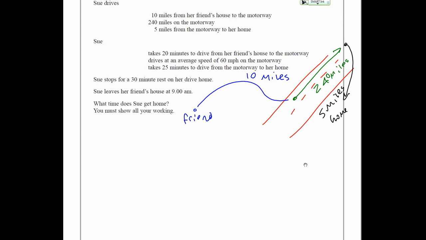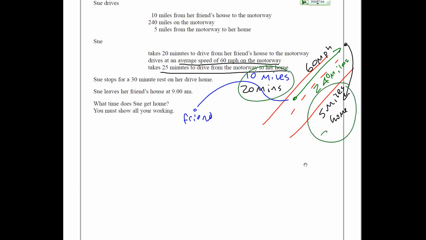She takes 20 minutes to drive from her friend's house to the motorway. So she's done 10 miles in 20 minutes. She drives at an average speed of 60 miles per hour here on the motorway. She takes 25 minutes to drive from the motorway to her home. So if you think about it, it's taken her longer to drive back to her house, I know how this feels, believe me, in rush hour traffic, than it did to drive 10 miles from a friend's to the motorway. But anyway, it's not what it's asking for.